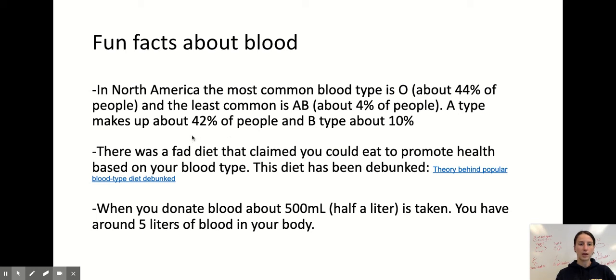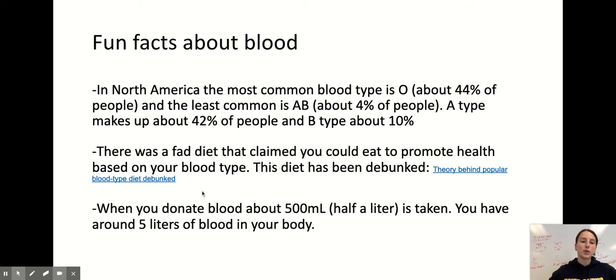So yeah, there is a fad diet that you might hear about. I think it's called Eat Right for Your Type or something. It's a diet based on your blood type. It's a fad, it has been debunked. Your blood type does not have an effect on what foods you should be eating.